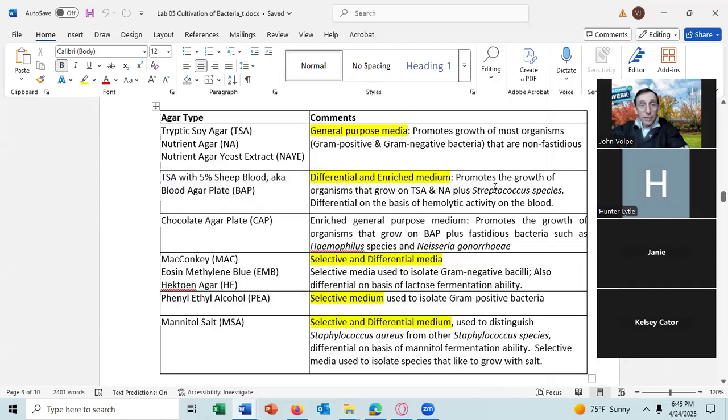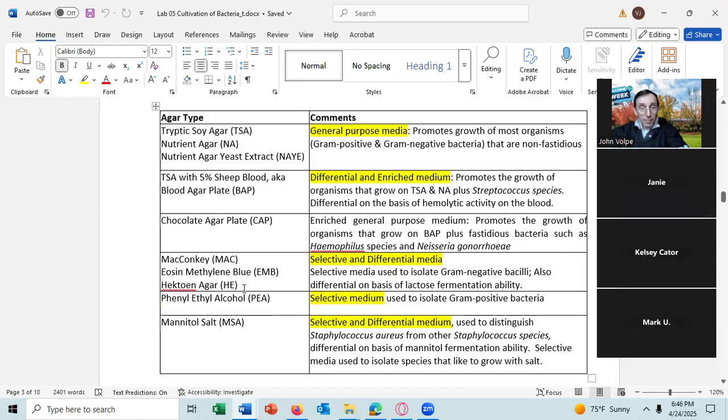All right, this table is showing you the different types of media, general purpose media, including tryptic soy agar or TSA, nutrient agar or NA, or nutrient agar with yeast extract. And then a differential and enriched medium, that would be BAP or blood agar. There's also just an enriched general purpose media, that would be CAP or chocolate agar. And then there's selective and differential media, that would be MAC, EMB, and HE. All three of these select for gram negatives. They select against gram positives.